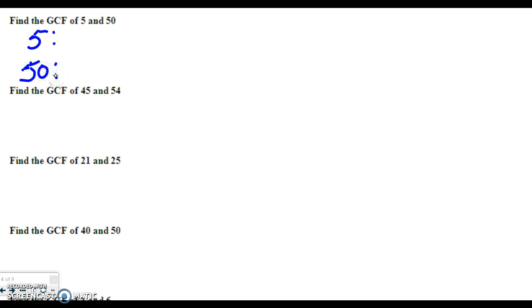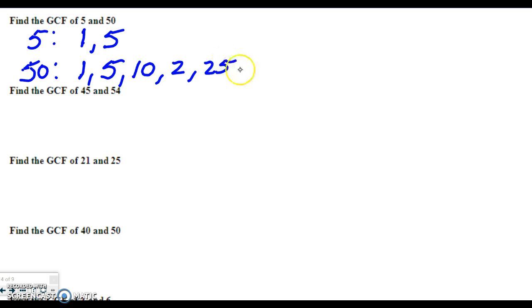And you can start to list your factors. Now, 5 is easy. It's just 1 and 5. And then 50 has a ton of them. 1, 2, 5, 10, 25, and then 50. Okay. So those are the factors of 50.